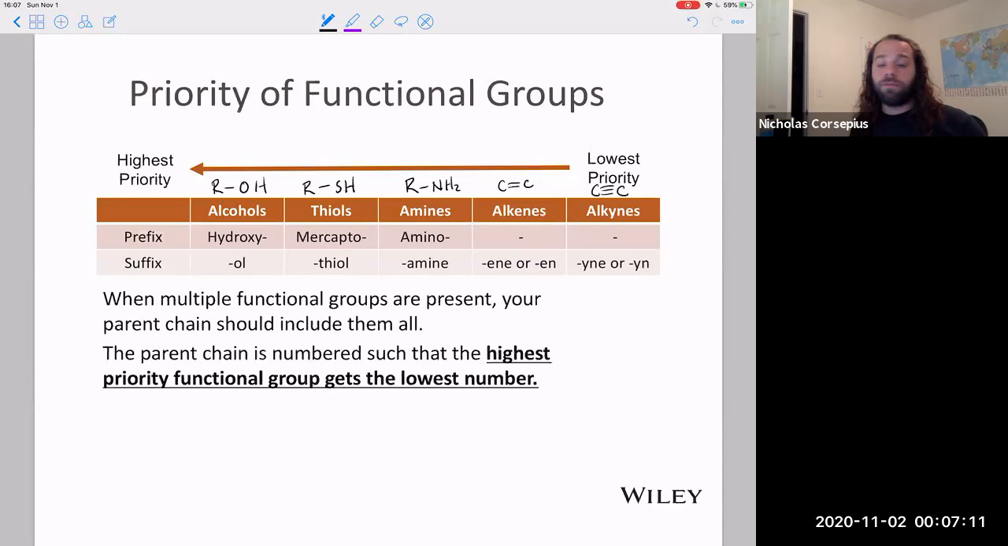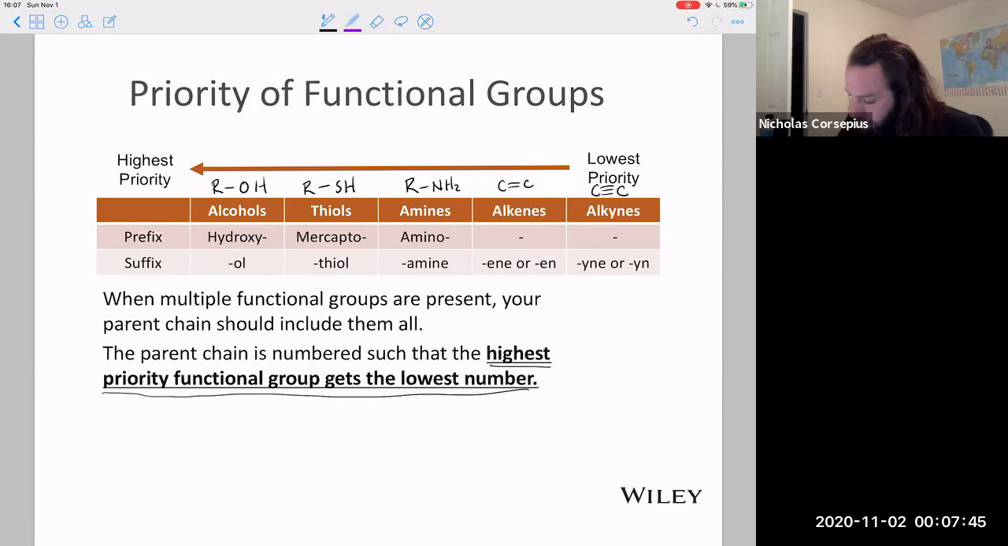Well, first of all, whenever you're going to go and find your parent chain, it should always include all the functional groups. Sometimes that isn't possible. If you have 3 or more functional groups, maybe you can't find a parent chain. We're not going to get into any examples like that. But it could be that you have 2 functional groups on your parent chain, and that's when priority is really important. The idea behind priority is that the highest priority functional group should get the lowest number. So what do I mean by that?